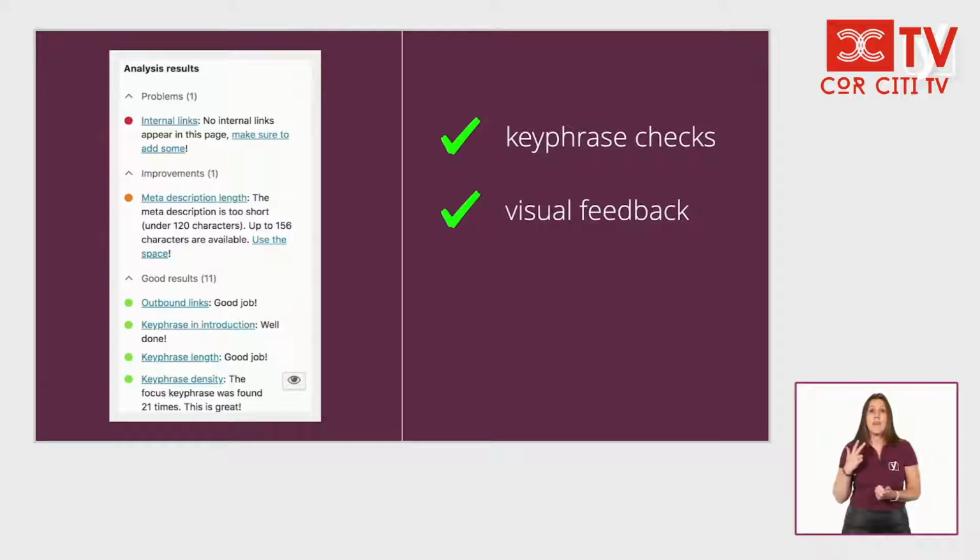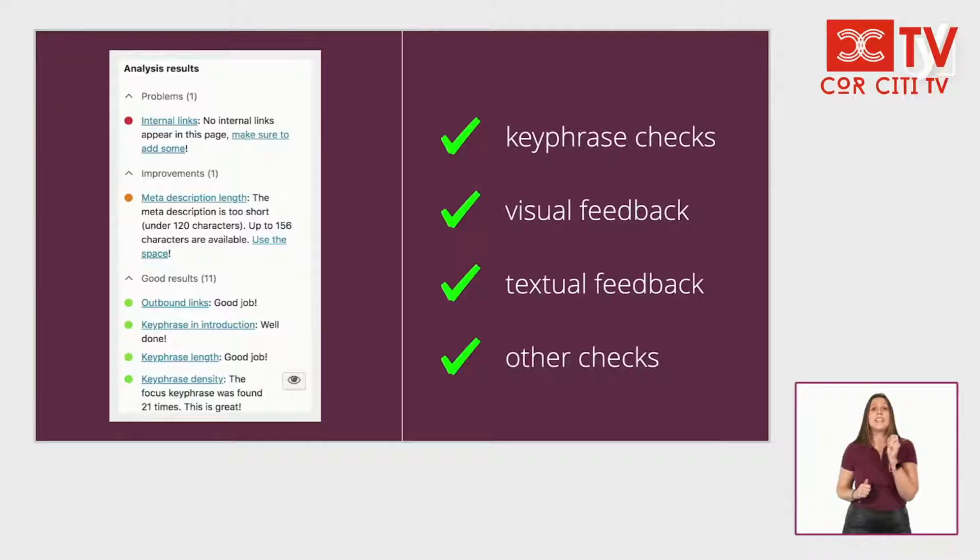Green, orange and red bullets indicate what you did well and what needs improvement. The feedback that comes with the bullets tells you exactly how you can improve your text. In addition to key phrase checks, the SEO analysis also gives you feedback about your links, your images and snippet elements. In other words, we tell you exactly how you can improve your content from the perspective of SEO.